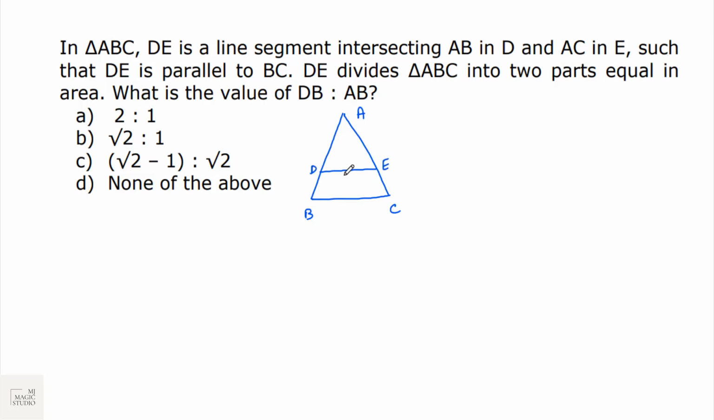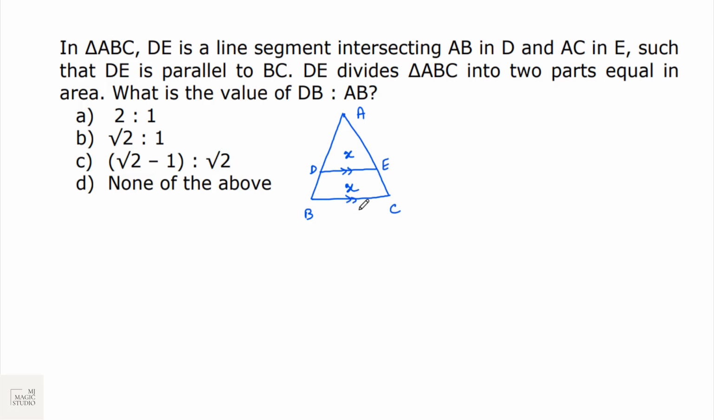such that DE is parallel to BC. Okay, these two are parallel. DE divides triangle ABC into two parts equal in area. Okay, means this area and this area both are same. Fine. So suppose this area is x, this area is x. So area of the entire triangle ABC is 2x. Clear?